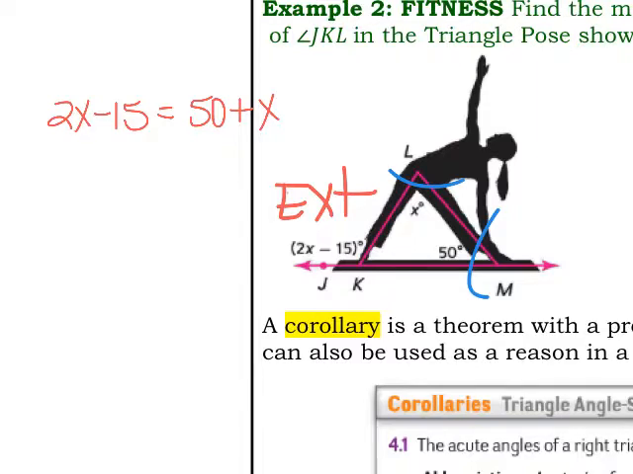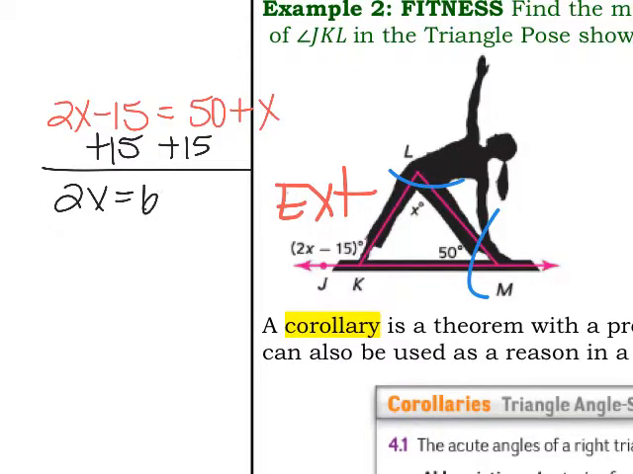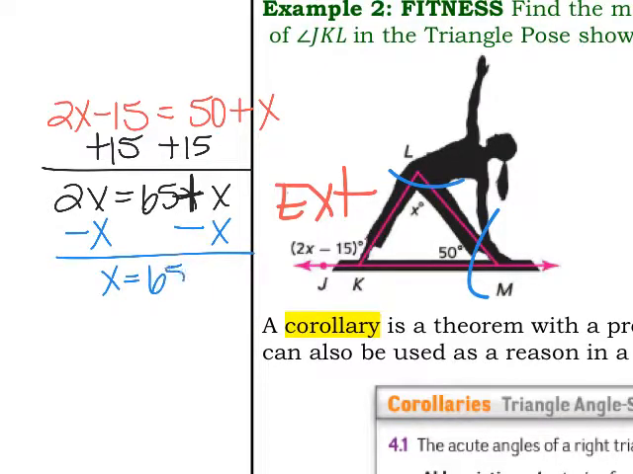So what should I move over first? The 15? All right, so we'll add 15. What's 50 plus 15? 65. What else can I do? Subtract the x. What's 2x minus 1x? So x is equal to 65.